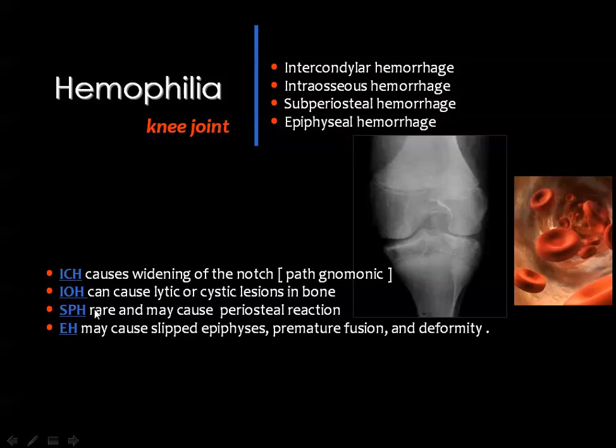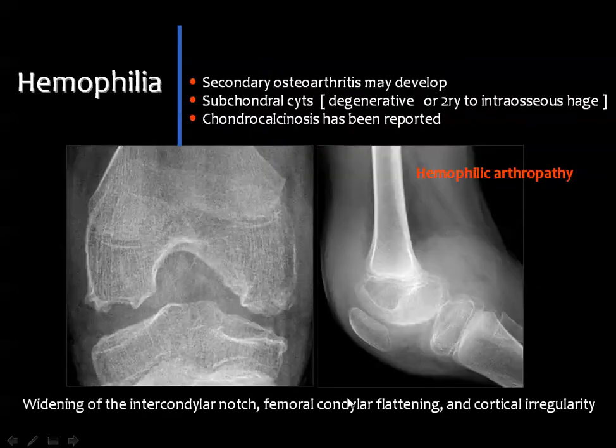And subperiosteal hemorrhage is rare and may cause periosteal reaction. And epiphyseal hemorrhage may cause slipped epiphyses or premature fusion and deformity. Also, you remember that intraosseous hemorrhage may result in a huge mass, which is known as the hemophilic pseudotumor. Because of these changes inside the joint and around the joint, you get secondary osteoarthritis with narrowing of the joint space, subarticular bone sclerosis, and subchondral pseudocystic changes. Also, you may get chondrocalcinosis in this disease.